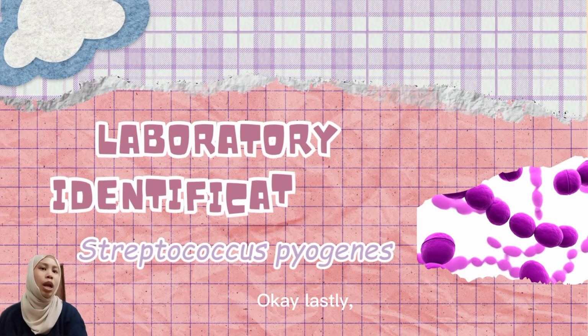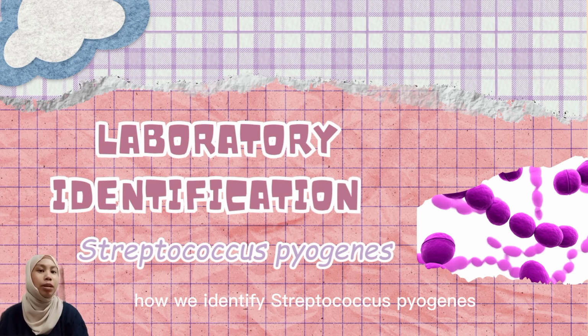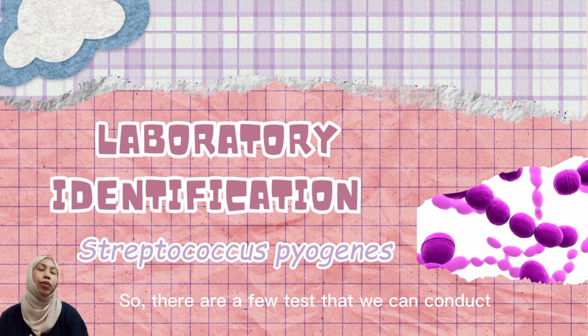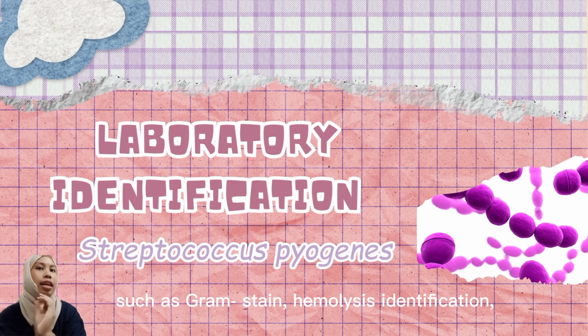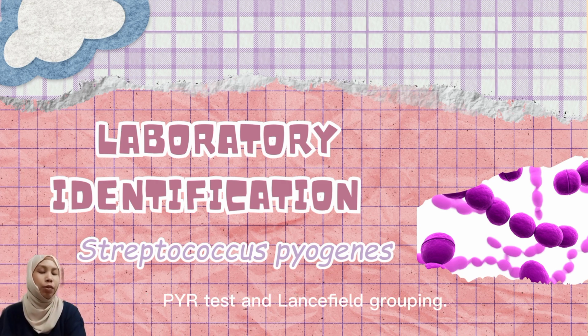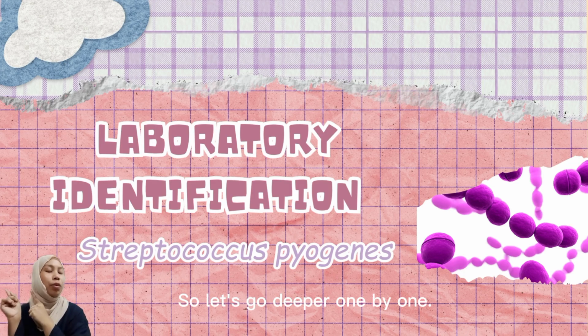Okay, lastly, how we identify Streptococcus pyogenes through lab identification. So there are a few tests that we can conduct, such as gram stain, hemolysis identification, catalase test, bacitracin test, PYR test, and Lancefield grouping. So let's go deeper one by one.